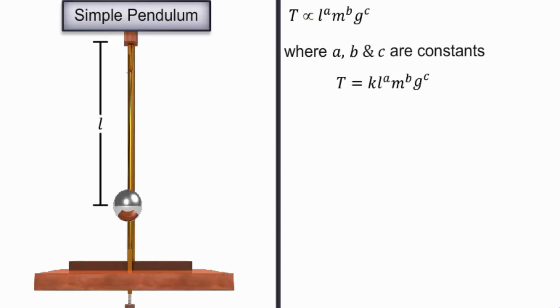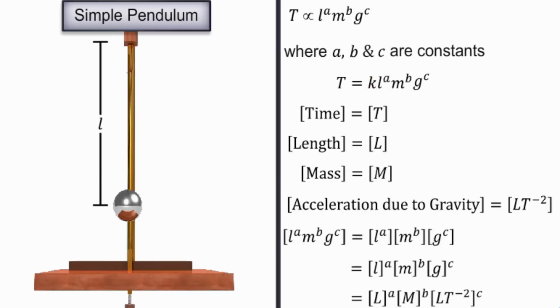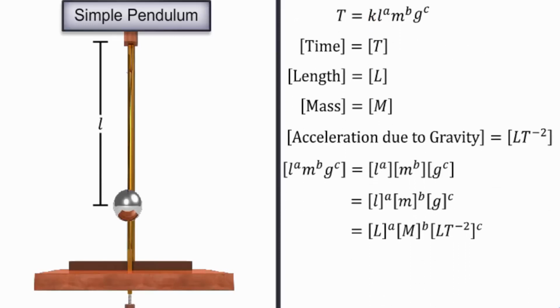We now need to find the values of a, b and c using dimensions of the physical quantities on both sides of the equation. The dimensional formula for time is T. The dimensional formula for length is L. The dimensional formula for mass is M. The dimensional formula for acceleration due to gravity is L T power minus 2. The constant does not have any dimensions. Hence, the dimensional formula of the quantities on the right side of the equation is simplified as shown. Let this be equation 1.